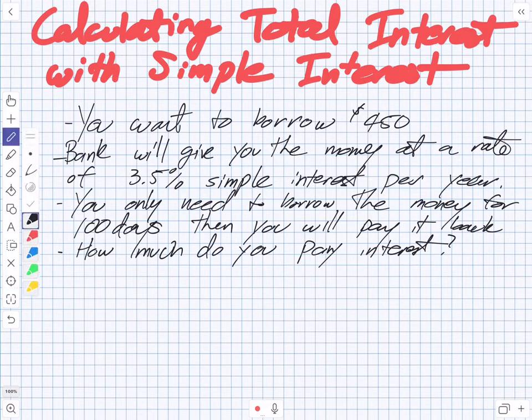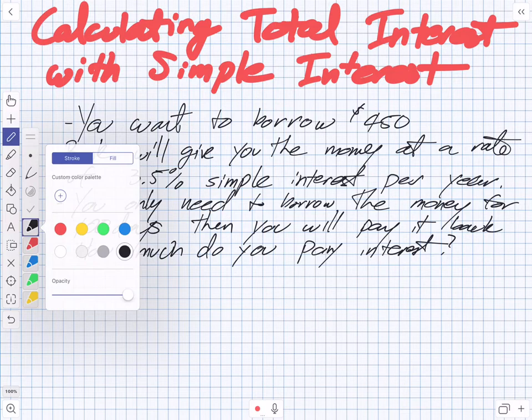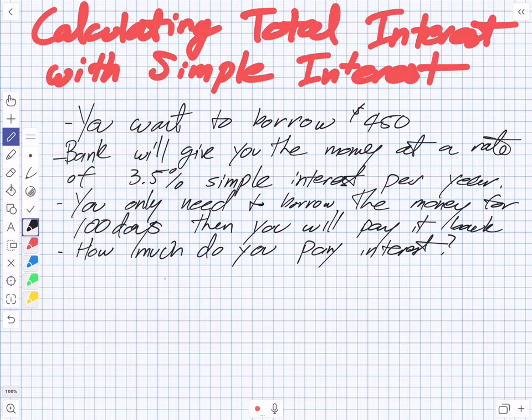So let's build our formula and then try to pull out the variables from the question that we have here. So A is equal to either P plus PRT, or A is equal to P times 1 plus RT. Both are the exact same formula, okay?